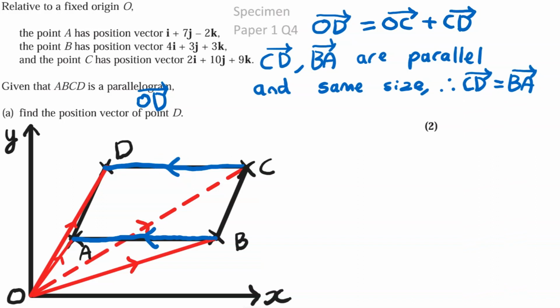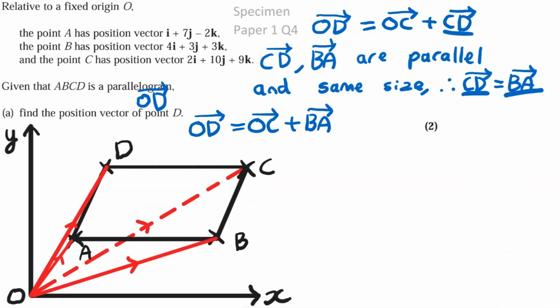So what we can do with this information is sub out the CD here for BA. So we can say that OD is equal to OC plus BA. And what's useful about this is this BA vector here. We can figure out this vector using the same thing that we did for OD. So we need to go from B to A. In order to do this, we're going to go down from B to O in this direction here. So this is BO, and then we're going to go up from O to A, like this here. So this is going to be OA.